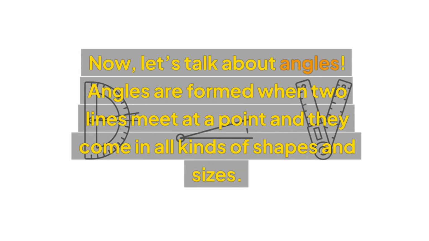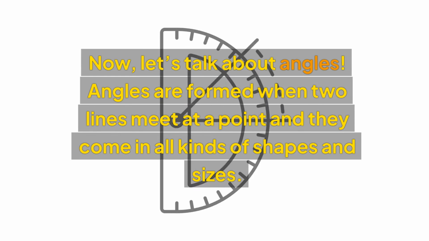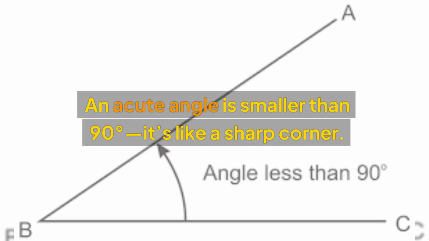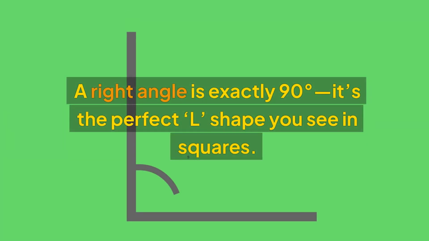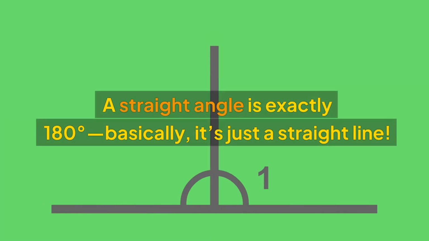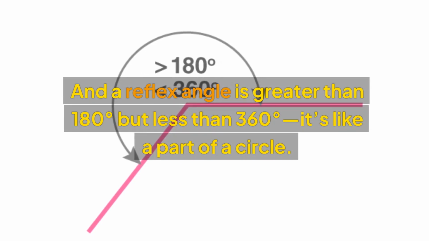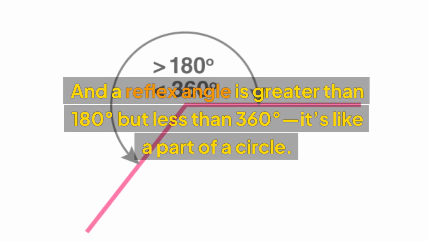Now, let's talk about angles. Angles are formed when two lines meet at a point, and they come in all kinds of shapes and sizes. An acute angle is smaller than 90 degrees, it's like a sharp corner. A right angle is exactly 90 degrees, it's the perfect L shape you see in squares. An obtuse angle is bigger than 90 degrees but less than 180 degrees. A straight angle is exactly 180 degrees, basically, it's just a straight line. And a reflex angle is greater than 180 degrees but less than 360 degrees, it's like a part of a circle.